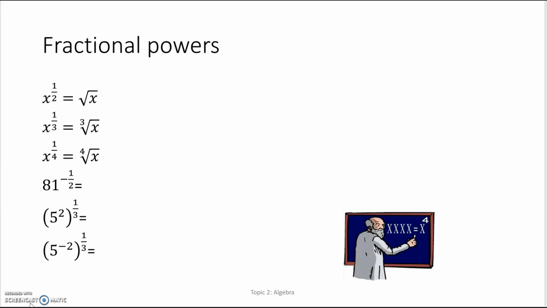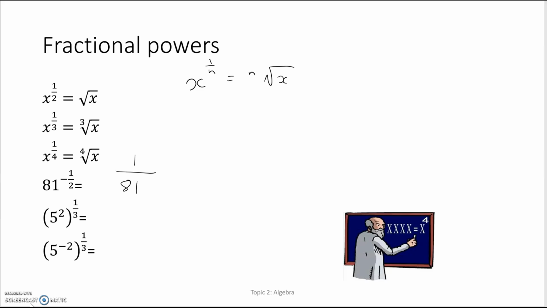So what we've got now is the meaning of a power that's not a whole number or a negative number or 0. So we've got x to the power of 1 over n is the nth root of x. So x to the power of a half, now we don't actually normally write the little 2 in there, so that's just the square root of x. X to the power of a third is the cube root, x to the power of a quarter is the fourth root.